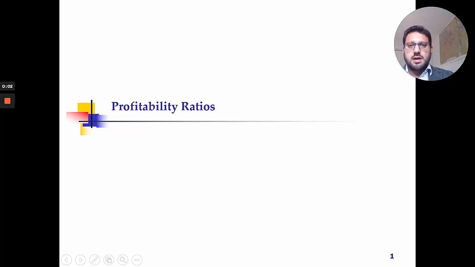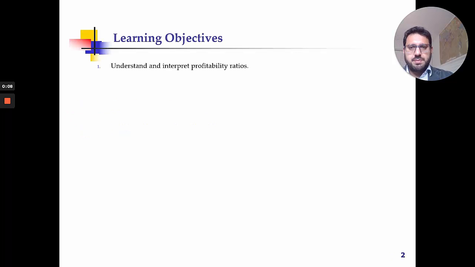Hello, students. In this knowledge module, we'll talk about the profitability ratios. So we have a simple learning objective: to understand and interpret different kinds of profitability ratios. And as we go along these slides, you will see how many profitability ratios there are.